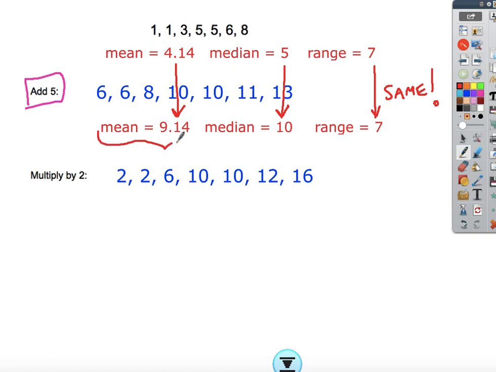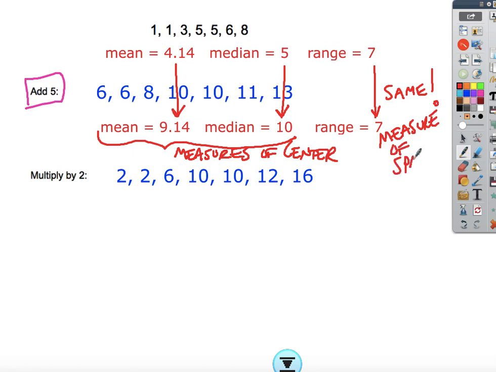So these are measures of center. And your measures of center will just get added whatever they tell you to, but the measures of spread stay the same. So that is when you are just adding on or subtracting a value. Your measures of center will change, but your measures of spread will not. That's when you're adding or subtracting.